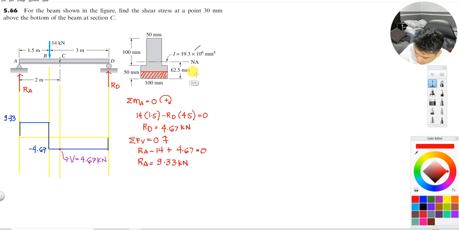Okay? So that is just 30 millimeters from there. So ang natitira dito, it's equal to, ilan na to? Oops. So that's 62, so that's 32.5. Okay? So now we can solve for the value of Q.